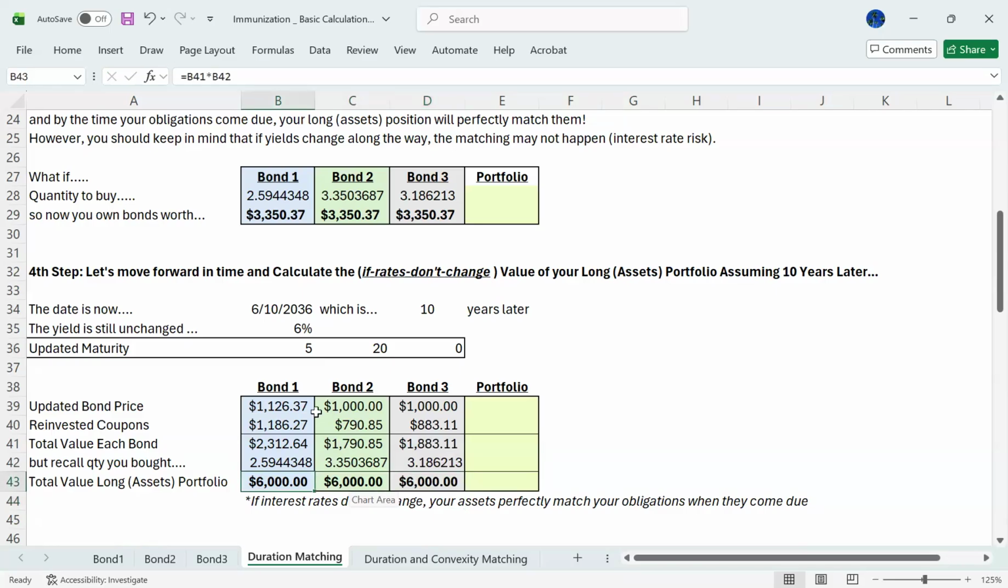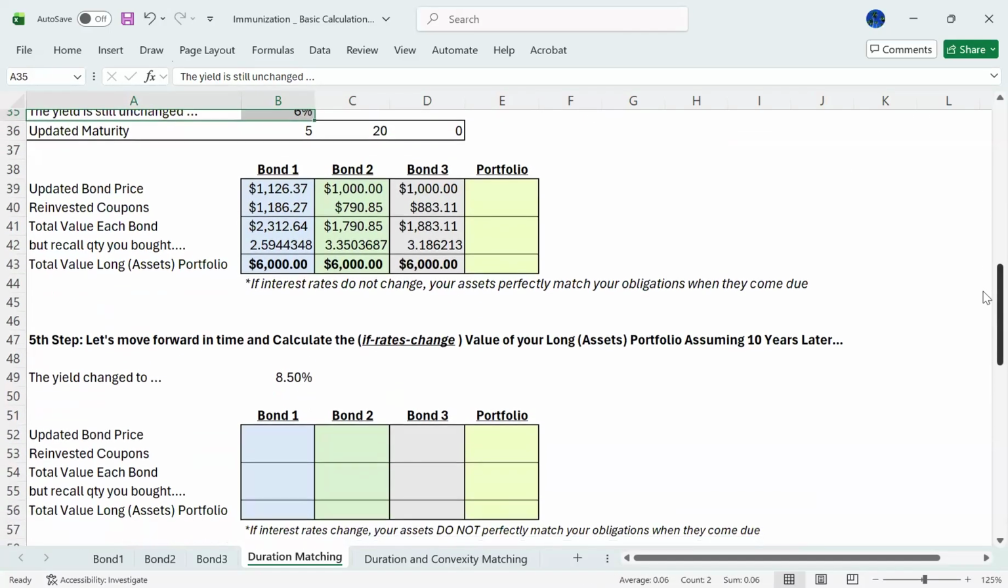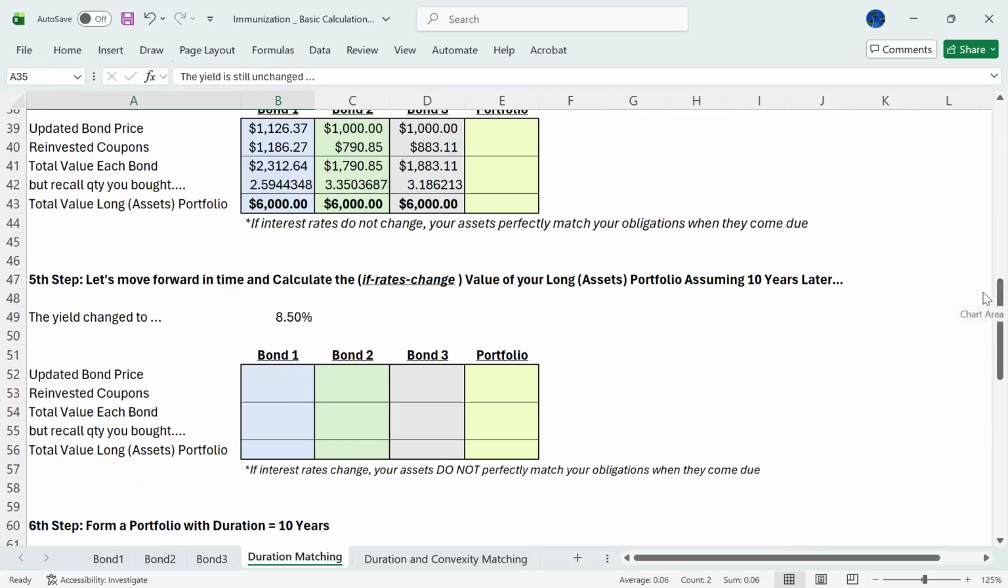Now, that doesn't mean that I'm immunized. It only means that if the yields do not change, I invested in the present value of 3,350.37, which matched the present value of the $6,000 liability. When I get to the liability maturity, then my assets will also have a value of 6,000. Okay, so that is not surprising given that rates didn't change. Okay, but now what if rates do change?